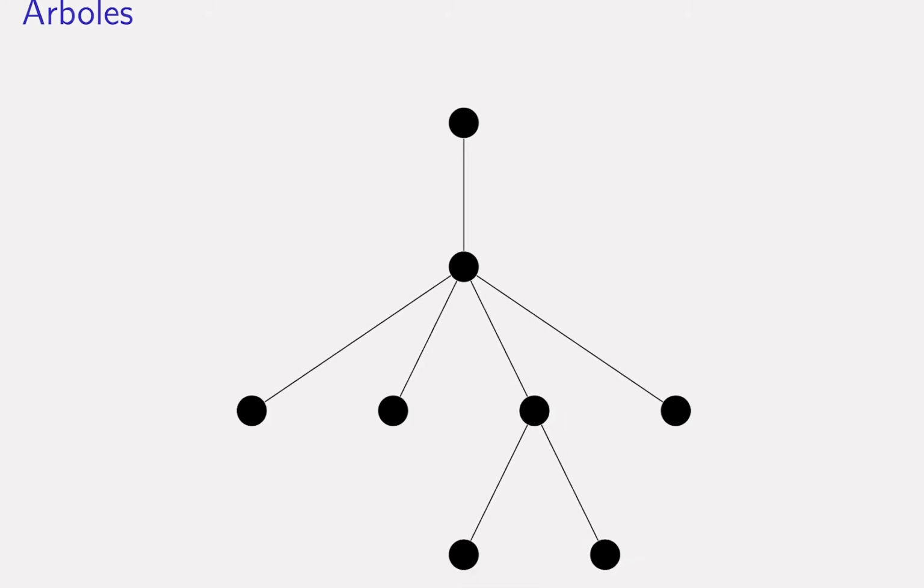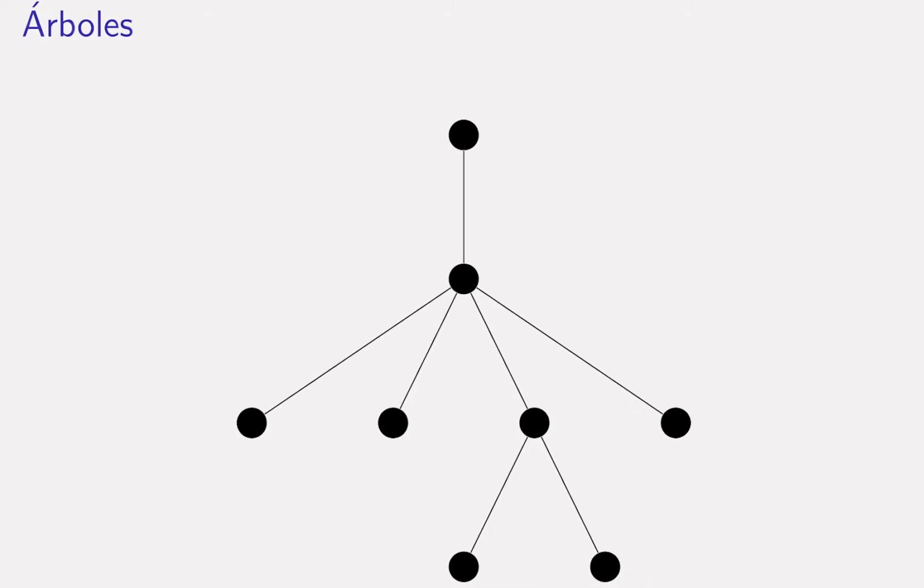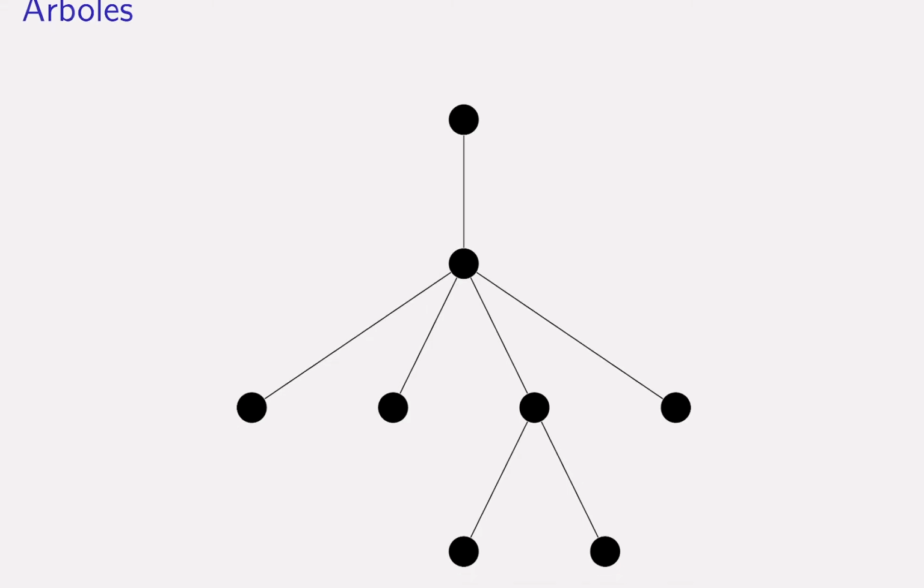All right, so let's talk now about graphs. In particular, we're going to talk about trees. So a tree is just a set of vertices and edges. As you can see, these black dots are the vertices of the graph, and the edges are just the way to connect different vertices, right?